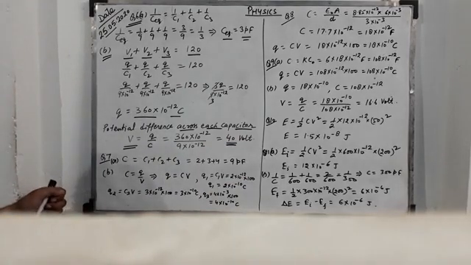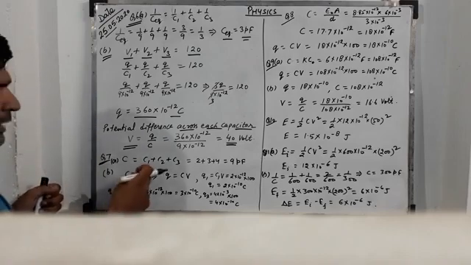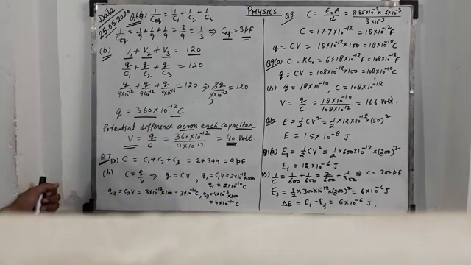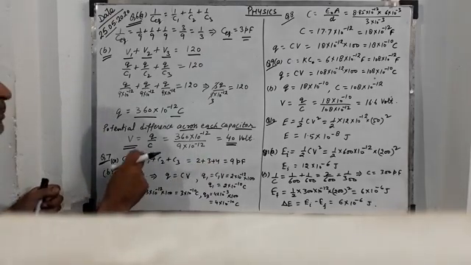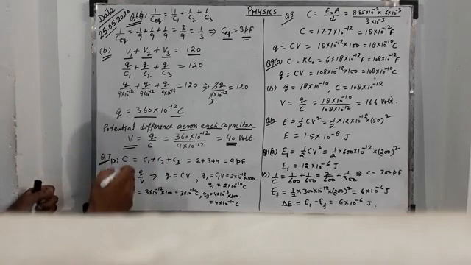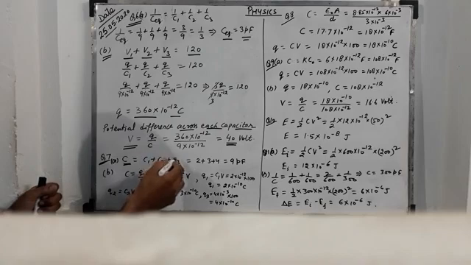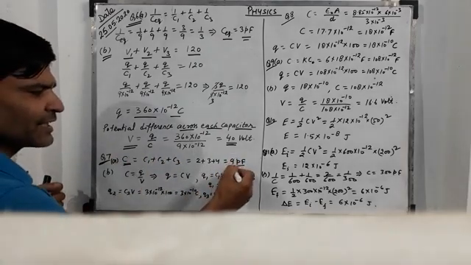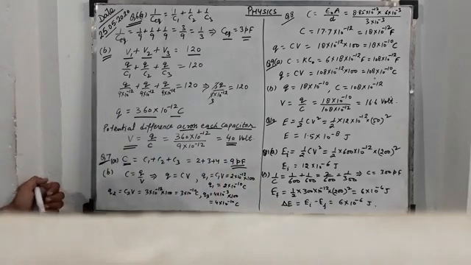Okay. Now in question number 7, three capacitors are also given. The values of the capacitors are 2, 3 and 4 picofarad, but they are connected in parallel. And for parallel combination, the formula is C1 plus C2 plus C3. So the equivalent capacitance we get is 9 picofarad.